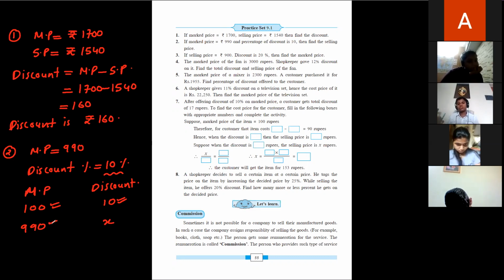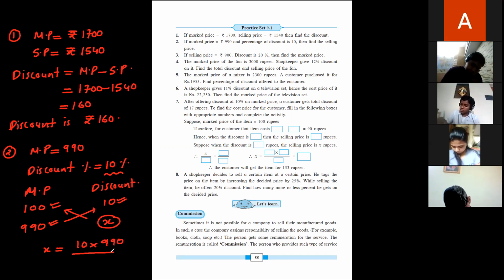So if our mark price is 990, I don't know what the discount is. So I'll take it as X. Now we'll cross multiply. We'll take X at the top side. X becomes equal to 10 multiplied by 990, divided by 100. This 0 and 0 get cancelled with the 0s down below. So you'll get a discount of 99 rupees.